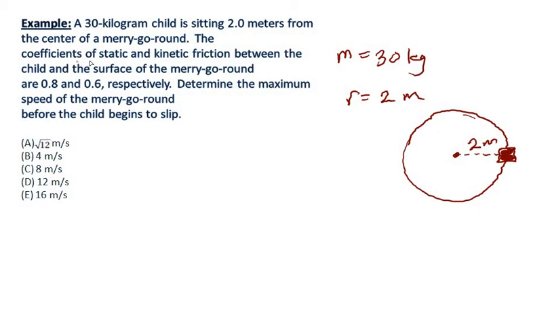The coefficients of static and kinetic friction between the child and the surface are 0.8 and 0.6. 0.8 is the coefficient of static friction, and 0.6 is the coefficient of kinetic friction. Determine the maximum speed of the merry-go-round before the child begins to slip. When the child is still at rest, or at the time it starts to move, we use the static friction.